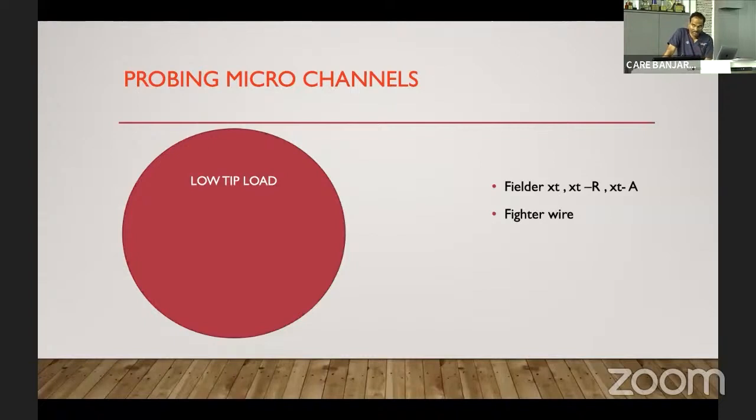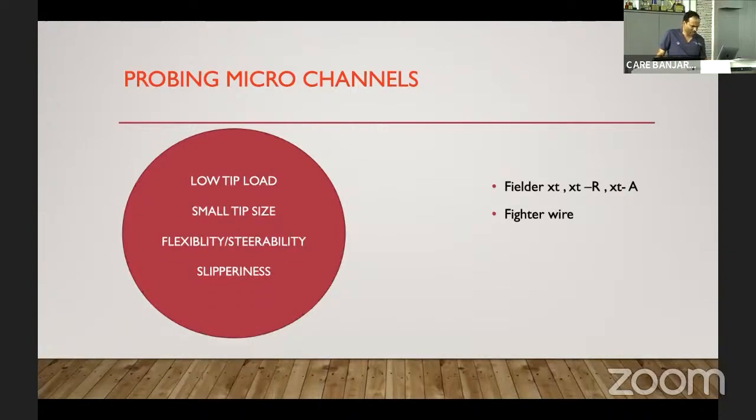So you can use a Fielder XTR, and if you need some more tip load, you can even use a Fielder XTA, whose tip load is around 1.2 grams. I think these are the wires which I use. Fighter is also a good wire to use, but honestly, I stopped using it because of its tip load, which is almost 1.5 grams, equivalent to your Gaia 1. So the chances of going subintimal are slightly higher with the Fighter wire compared to Fielder XTR. So these are the qualities which you need.